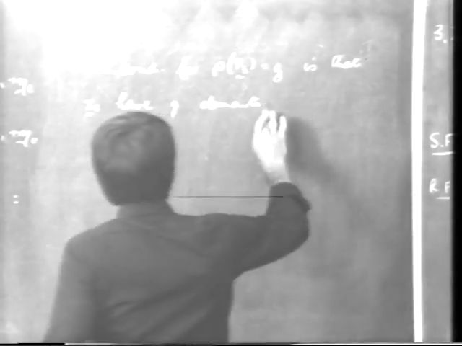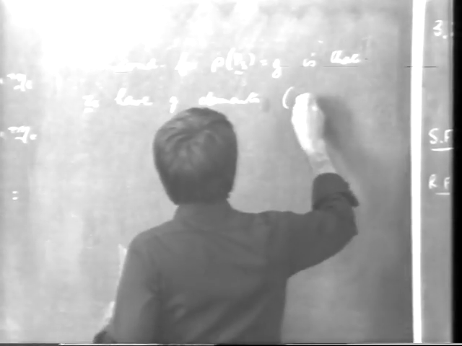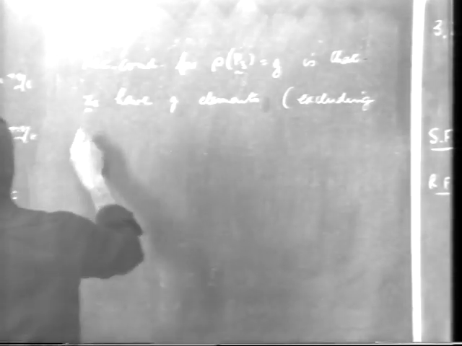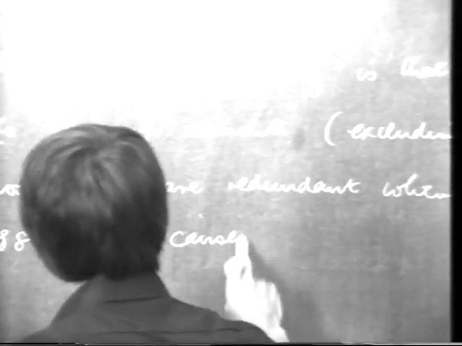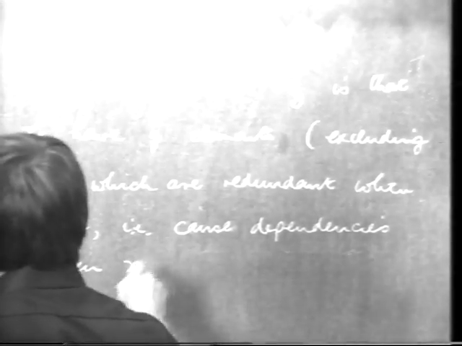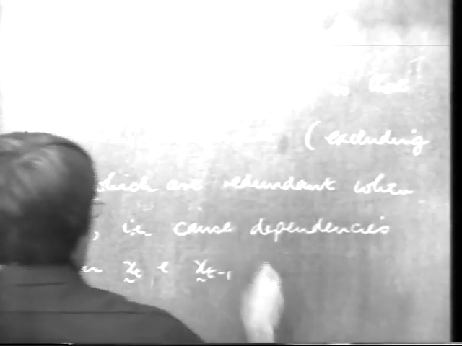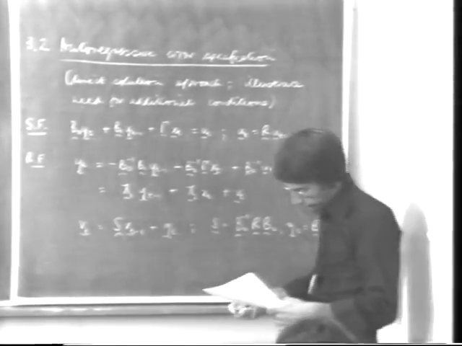There is one proviso which I ought to make. Finally, just checking my notes before leaving this statement, I need to exclude those variables which are redundant when lagged, that is, which cause dependencies between xt and xt minus 1. So, for example, a simple linear trend, seasonal dummy variables and so on. A simple analogy is the scalar case.